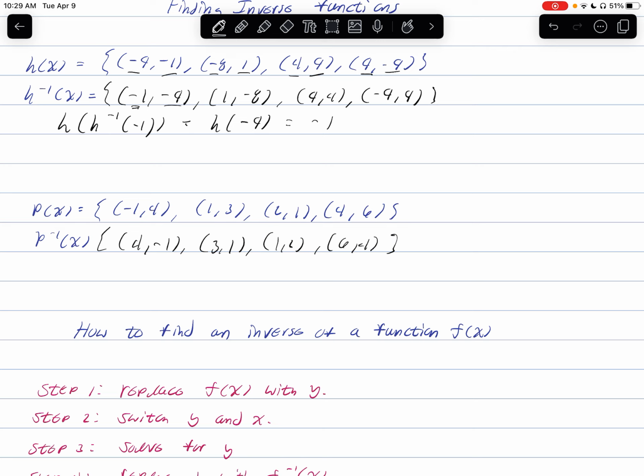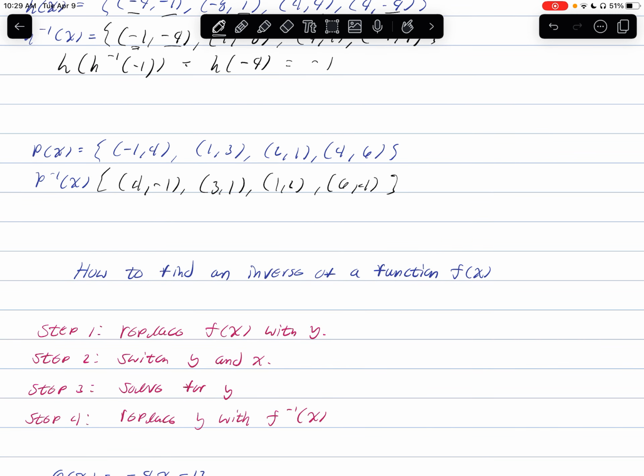If we wanted to confirm this, we could check one of the points. You really should check all of them if you're going to truly confirm this, but that shouldn't take too long. We have P of P inverse of 4, and if this really works as an inverse, we should have 4 as our answer. So P inverse of 4 is -1, so that gives us P of -1, and P of -1 is 4. If we checked this for each of these, and it worked for each, then we would see that this is in fact the inverse of P.